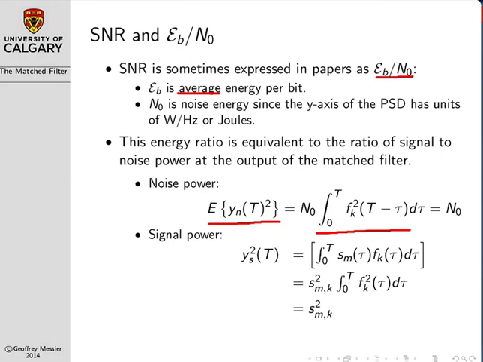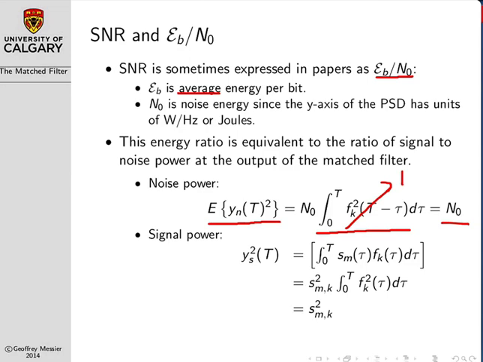However, if we are using matched filters matched to the basis functions of our signal, then of course this is a unit energy. This term goes to 1, and our noise power is just equal to the noise energy, N0. In general, power and energy are not equal, but this is because we're working at the output of the matched filter. Now let's take a look at signal power.